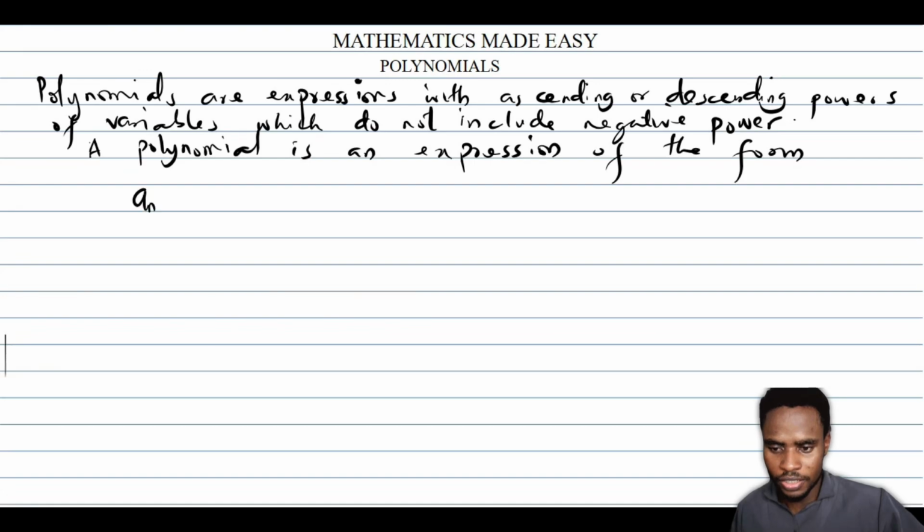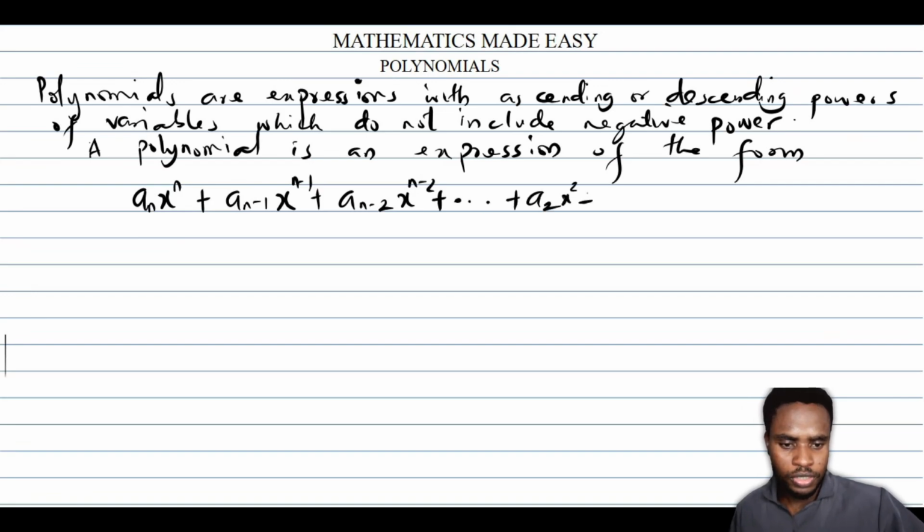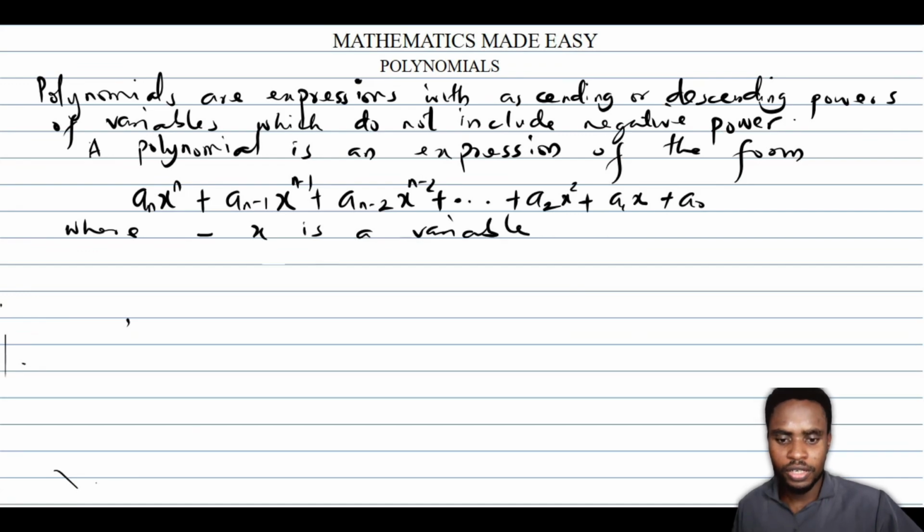a subscript n s to the power n plus a subscript n minus 1 s to the power n minus 1 plus a subscript n minus 2 s to the power n minus 2 plus, descending up to, let's say, a subscript 2 s to the power 2 plus a subscript 1 s to the power 1 plus a naught. This a naught s to the power 0, and s to the power 0 is 1, where s is a variable. So s is the variable considered in this expression.